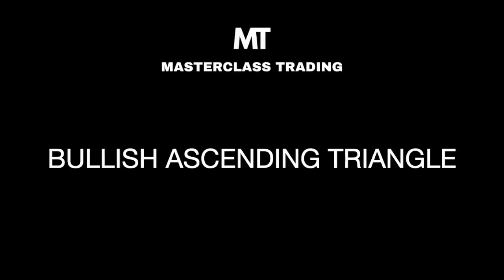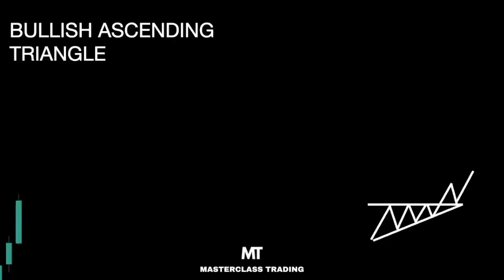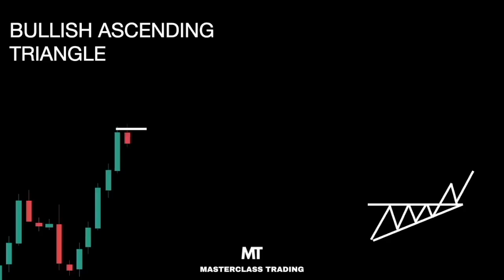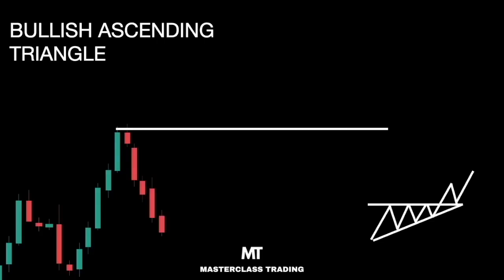Hello traders, in this video we are going to analyze the bullish ascending triangle. The ascending triangle is a bullish chart pattern that is found during a continuation of an uptrend, and it is made up of a horizontal resistance line and a diagonal support line. The ascending triangle is a consolidation pattern where the highs remain the same, whilst the lows consistently move higher until they become very close to the highs and eventually break the resistance level for a trend continuation.